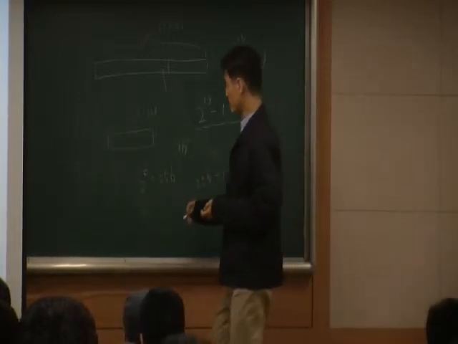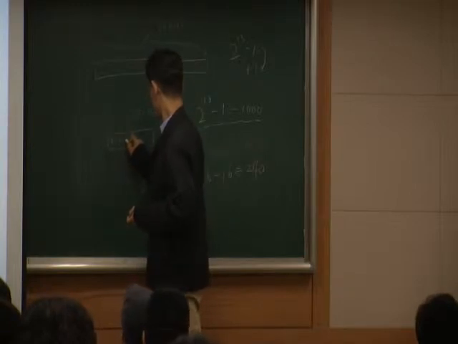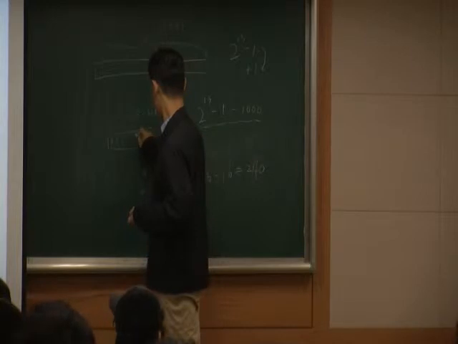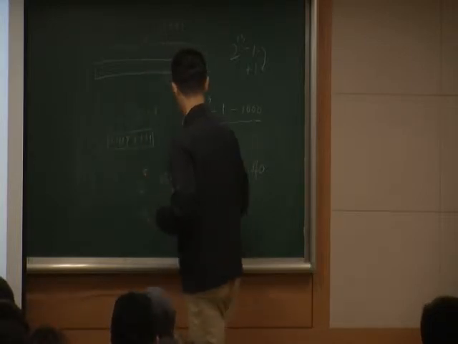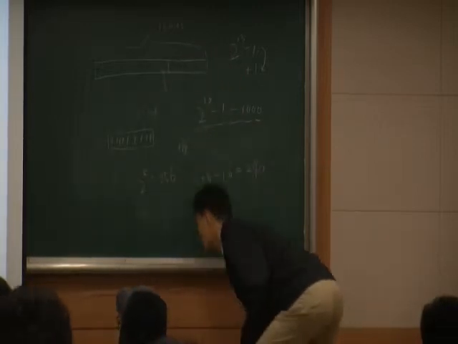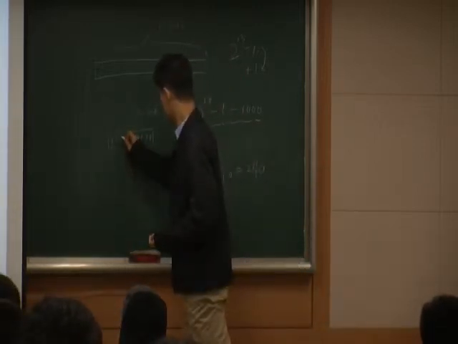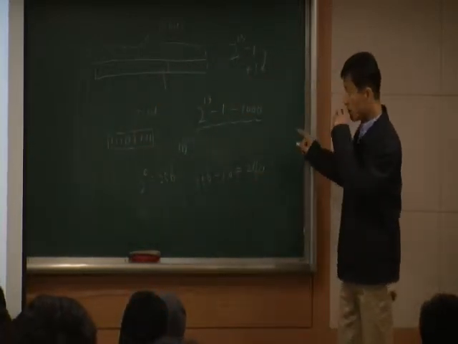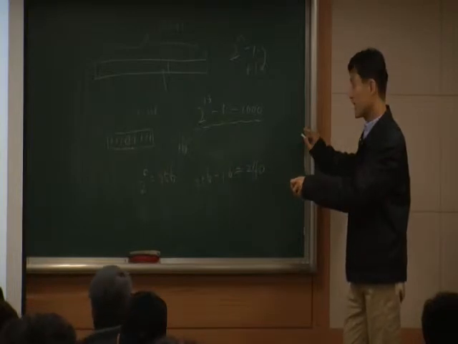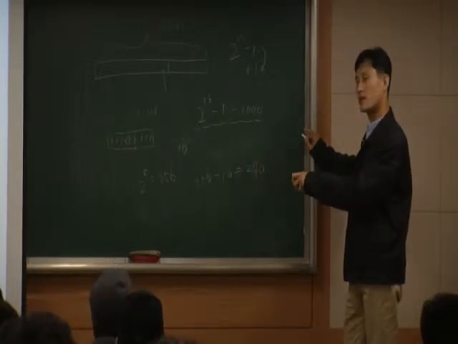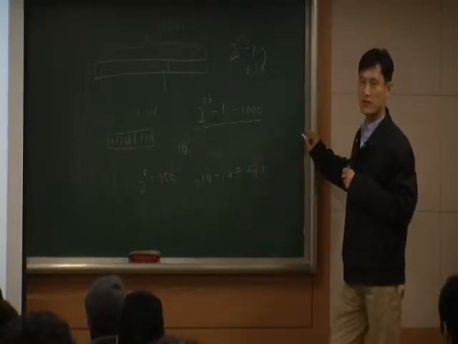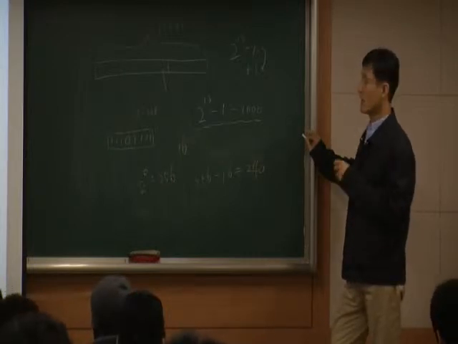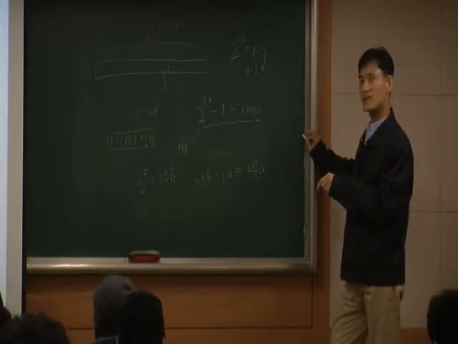So what is 240? In binary, 1 1 1 1 0 0 0 0. That's 240. So for the initial value in my timer, I'm going to set this value, 240. That's my initial value. Before I run the timer, I set it this way.